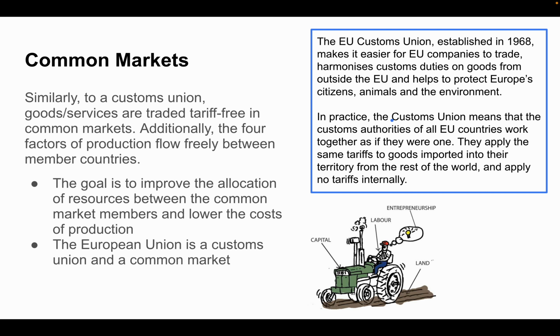Yeah, exactly here. Customs union means that the customs authorities of all EU countries work together as if they were one. They apply the same tariffs to goods imported into their territory from the rest of the world and apply no tariffs internally. This is an extract I took from the EU page.